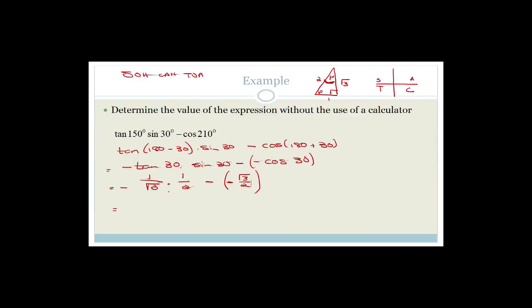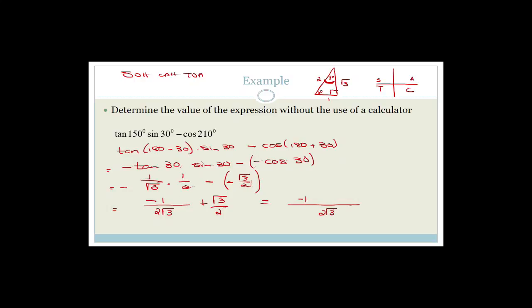Right, so now the common denominator over here is going to be 2 root 3, and that's going to be negative 1. Minus a minus is a plus root 3 over 2. So you can choose to leave it like this, or you can join it up. The common denominator there is going to be 2 root 3.